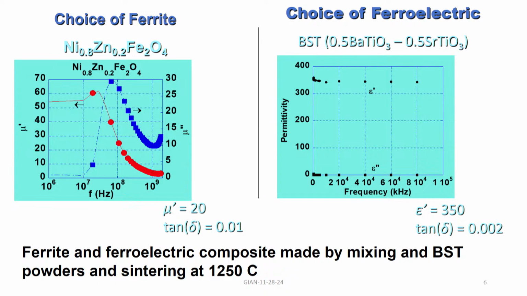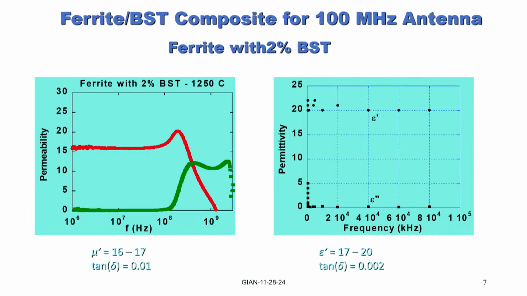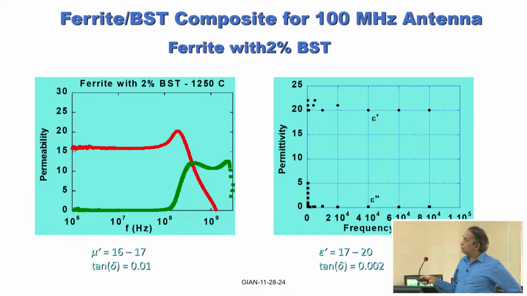But we want mu r and epsilon r to be equal. So, that would mean that you cannot mix these two in 50-50. You can have a composite of nickel zinc ferrite with a small amount of bismuth strontium titanate. So, we just added 2% BST to the ferrite powder, then it was sintered, and this is what you get for the sintered composite.